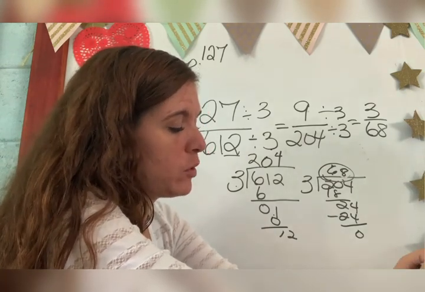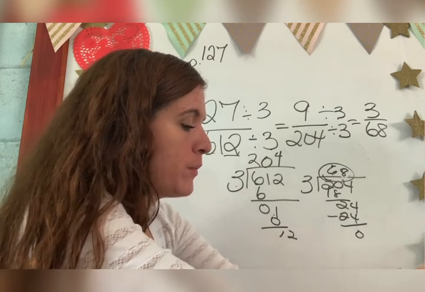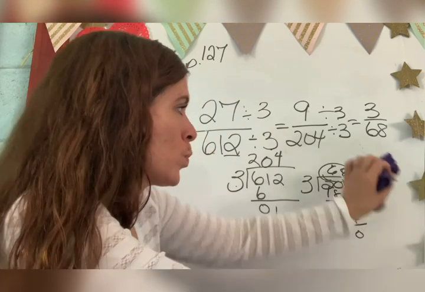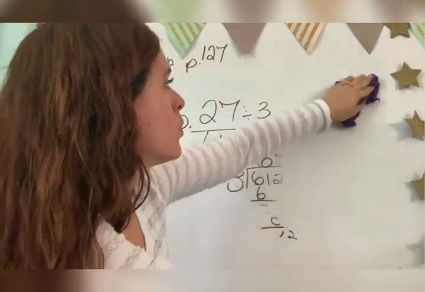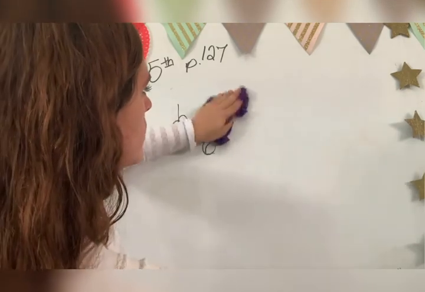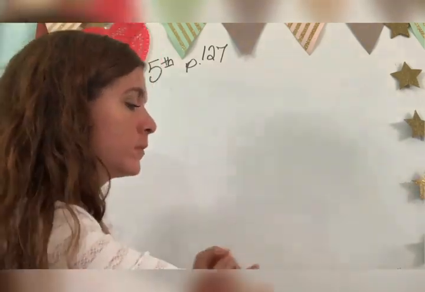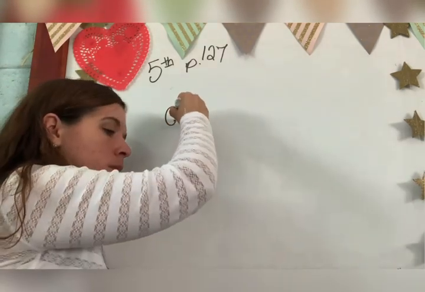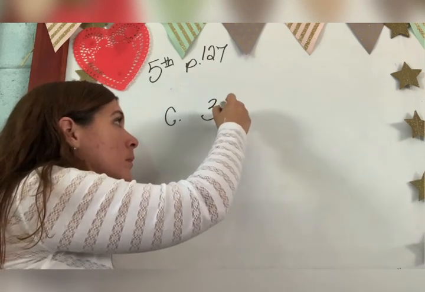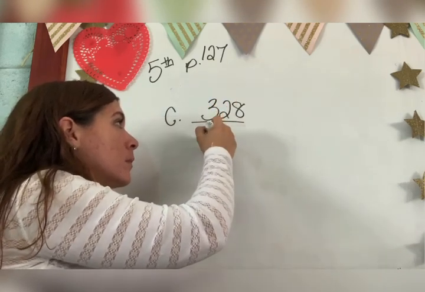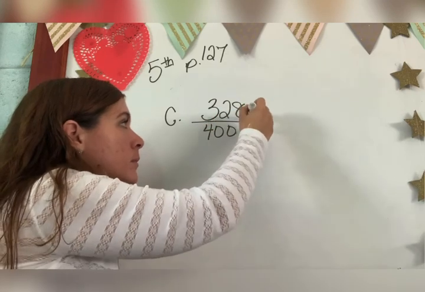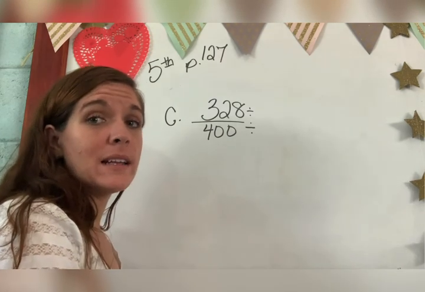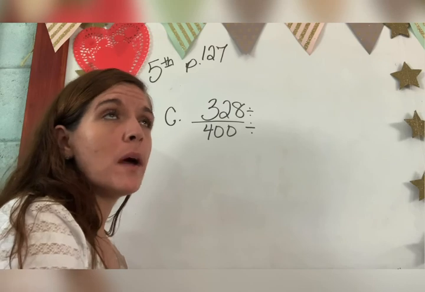Okay, so try letter C, and then we'll do it together. I'll wait for you. Okay, let's look at it. Let's try 2 or 3. Maybe you're like, well, I just don't really know how to find bigger numbers, Miss Jessica.